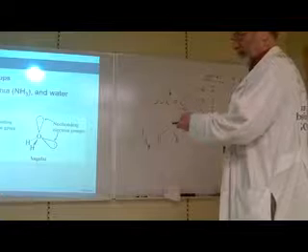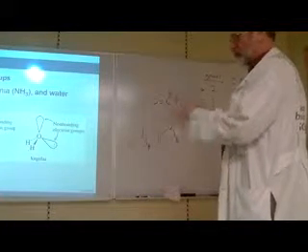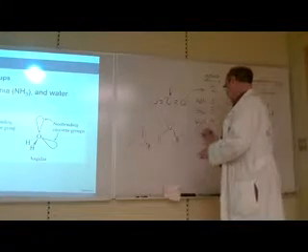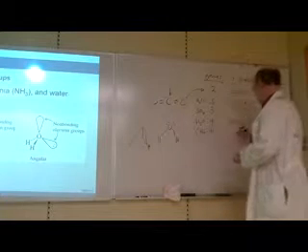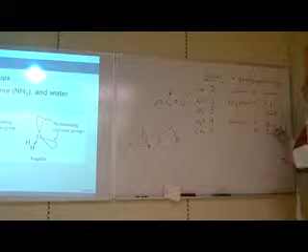Okay. So here we have methane, right? Methane has four hydrogens around it. So you have four groups, tetrahedron. Methane. Four groups, tetrahedron, no lone pairs, it's still tetrahedron.